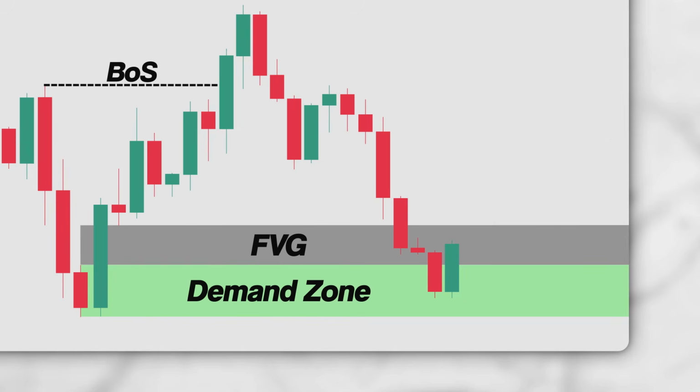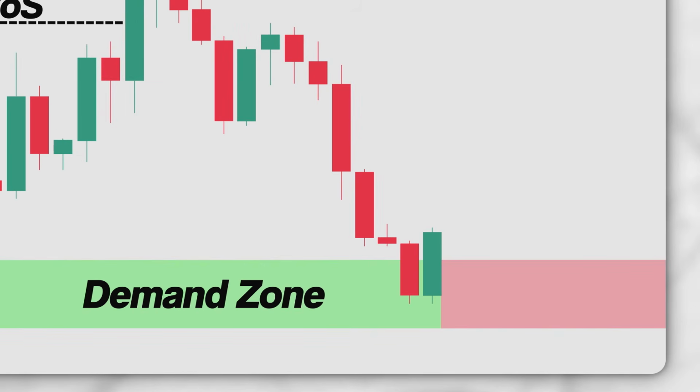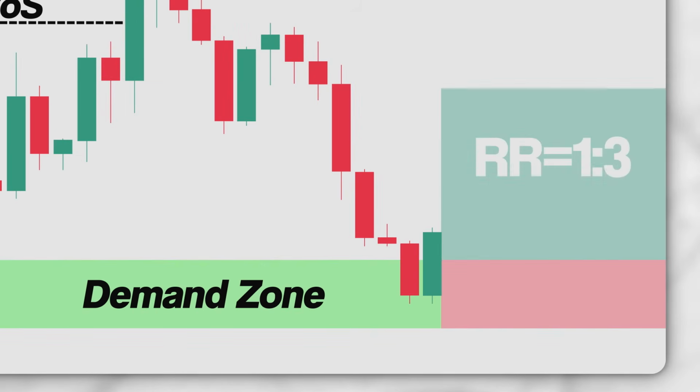Once confirmation is in place, we enter a long position. The stop loss is placed at the lower boundary of the demand zone, and the take profit is set at 3 times the stop loss distance.